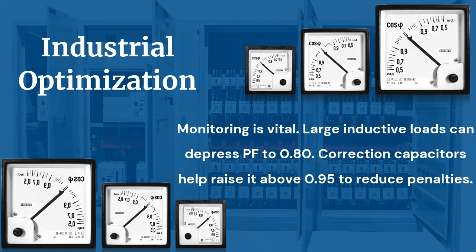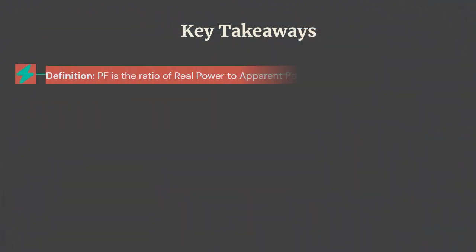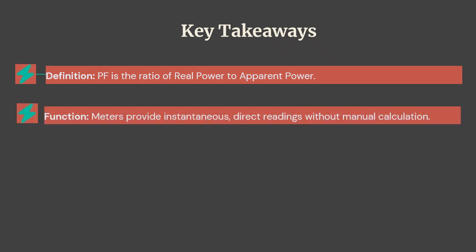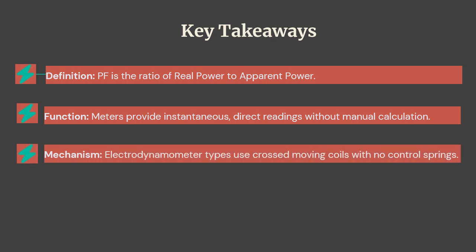Key takeaways. In summary, the power factor meter is an indispensable tool that instantly quantifies electrical efficiency. Its mechanism directly measures the phase angle, providing crucial data for identifying inefficiency and sizing correction capacitors to optimize industrial systems and avoid unnecessary costs.